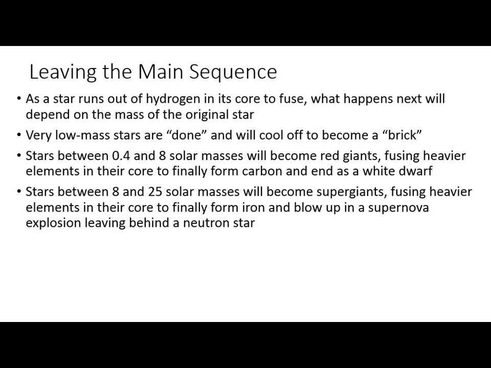Well, what if they have more mass than 8 times the mass of our sun? Well, if they're between 8 and 25 solar masses, or 8 to 25 times the mass of our sun, they're going to blow up. Okay, so they're going to go out as a supernova. You've probably heard of that term before. A supernova is an explosion. Actually, there's a couple types of supernova, but this one is where a massive star ends its life. It blows up.